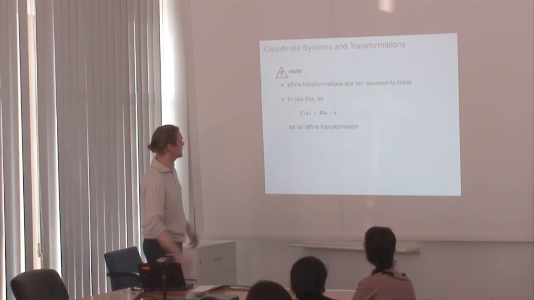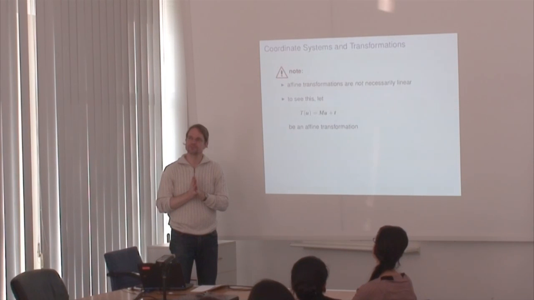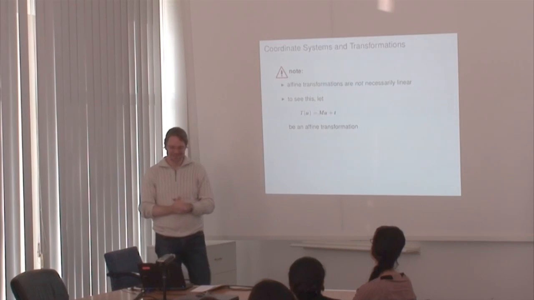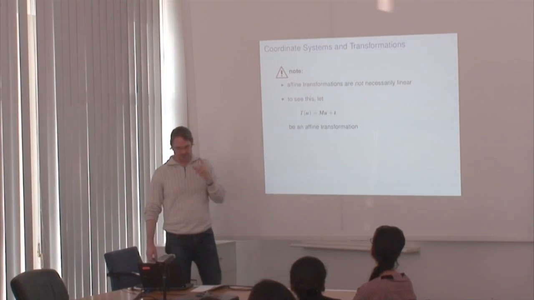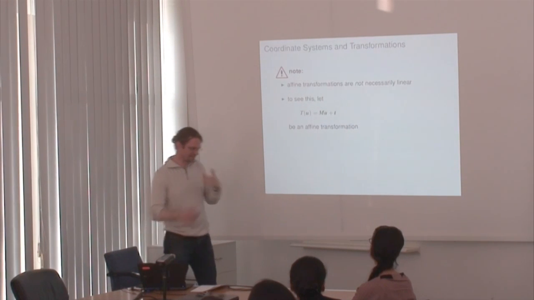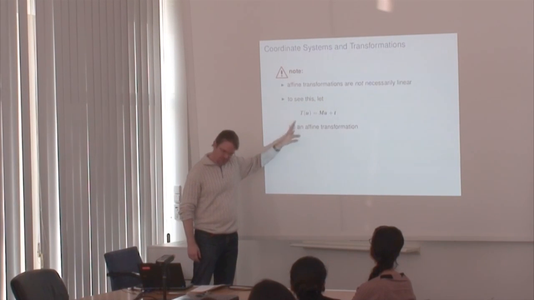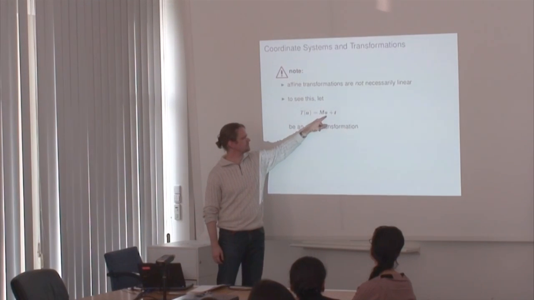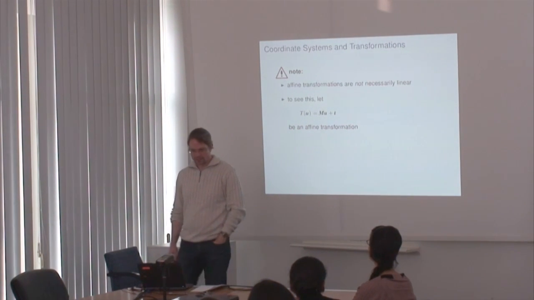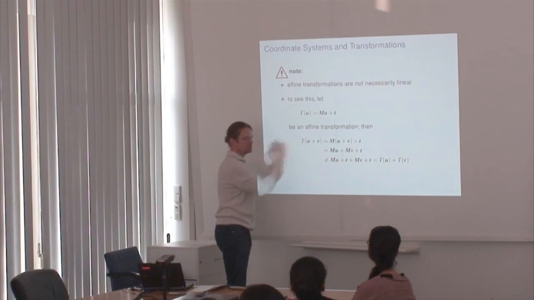And to see this, and I really have to stress it because this is the most frequent wrongly answered question in the exam, so this semester I stress it. When I say that an affine transformation is not necessarily linear, I can convince you by looking at this. Let us stick with what we just saw. An affine transformation of a vector u is M times u plus t.